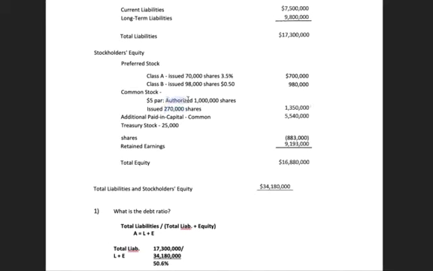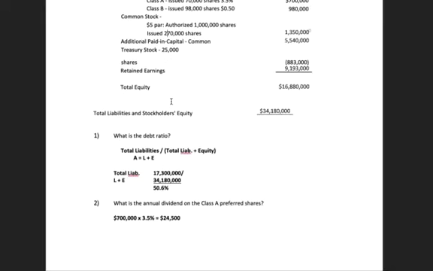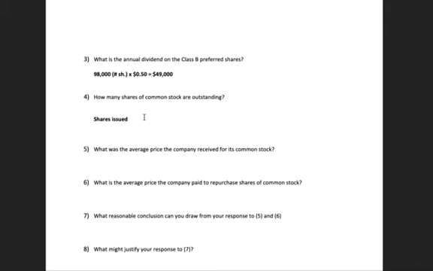Now, notice there's a difference between authorized and issued. The company was authorized to issue a million shares, but they only chose to issue 270,000 shares. So they can issue more in the future. So you've issued 270,000 shares. Again, this is the number of shares.